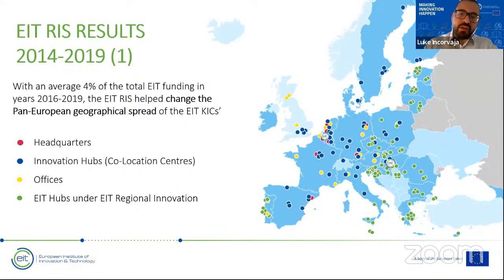On the map you see on the right-hand side, you see those green dots. Those green dots represent the RIS hubs we have established across Europe in every single EU member state which is eligible for the EIT RIS, but also beyond, with hubs established in Turkey and also in the Western Balkans.